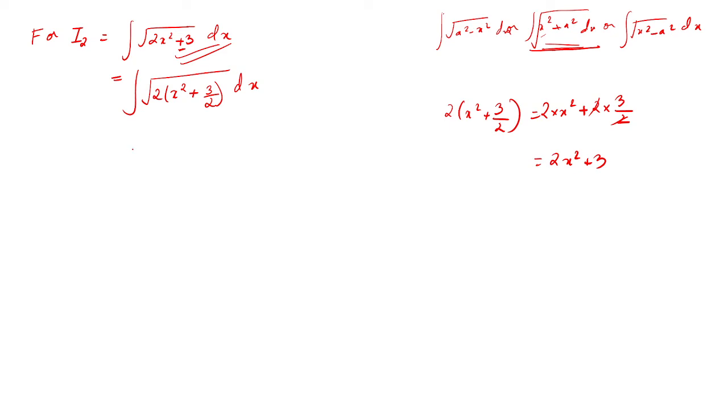Okay, so what I'll do is I'll take root 2 outside. If I take 2 outside, it becomes root 2, right? Into root of x square plus 3 by 2 of dx.